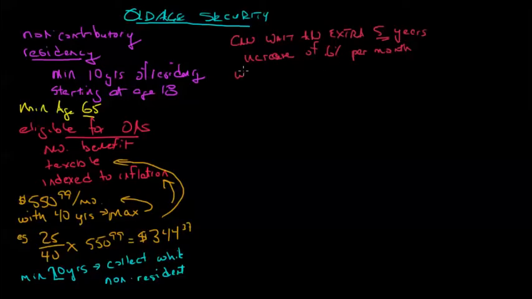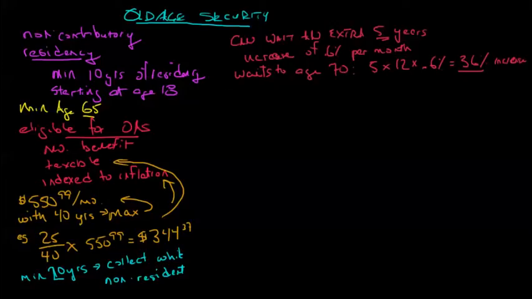So if we have somebody who waits all the way to age 70, they'll have no benefit between 65 and 70, but then they'll have, that's 5 years times 12 months times 0.6%, that would be a 36% increase to the scheduled OAS benefit. So they would have their benefit increased by a pretty generous 36%.